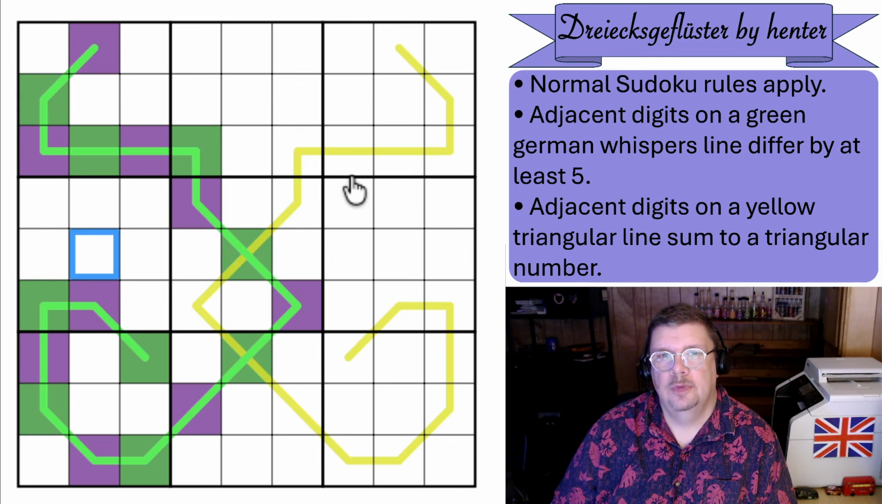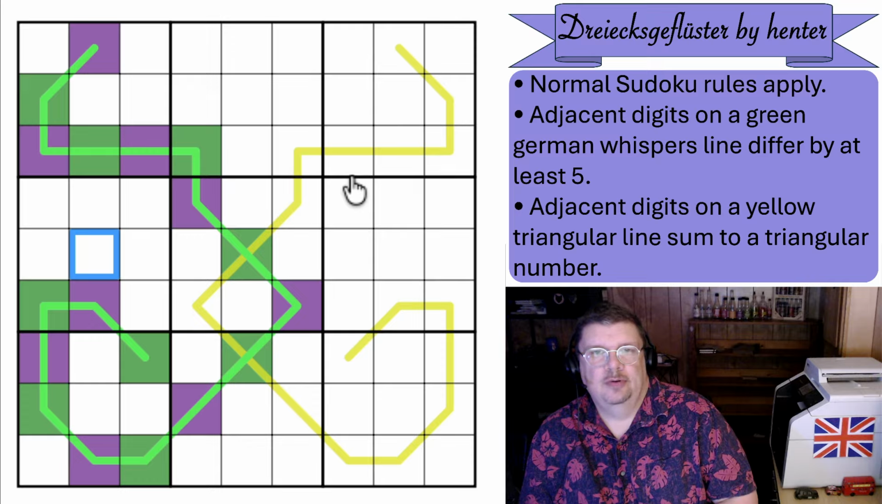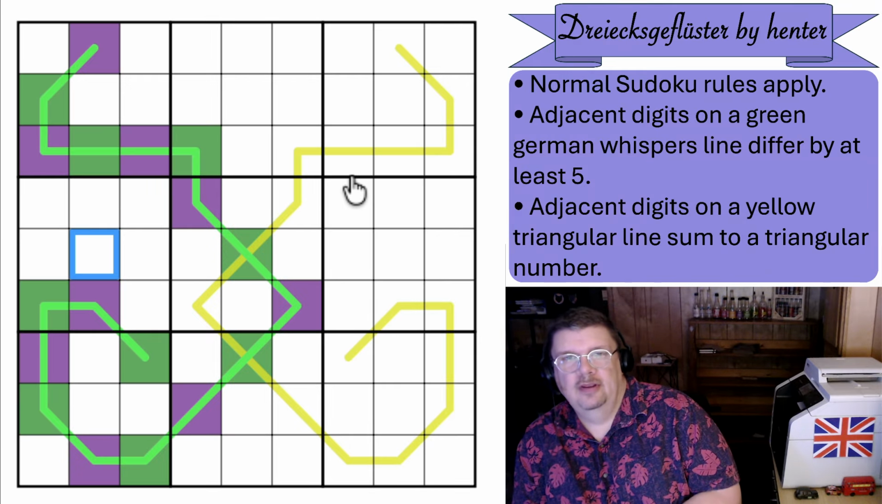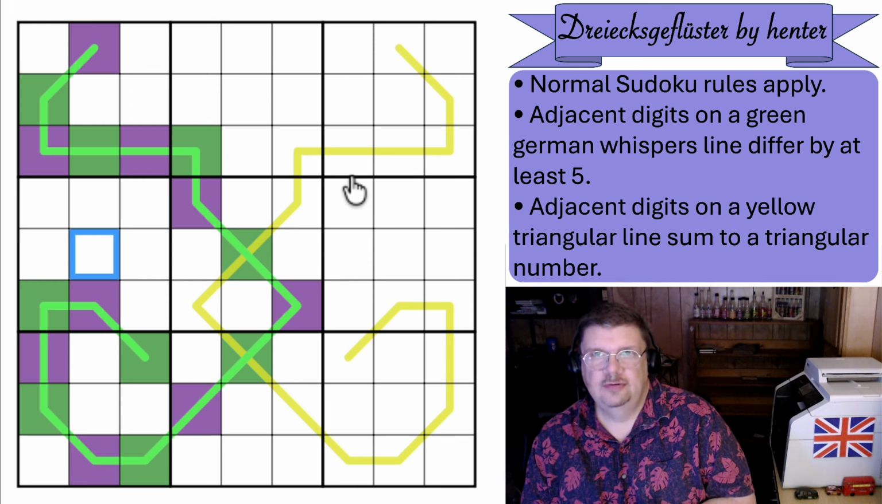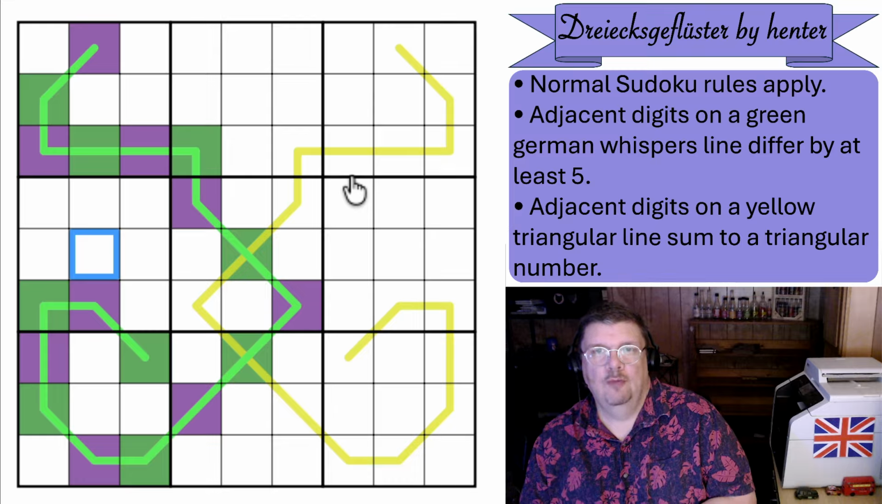Alright. So what are our secrets of triangular lines? Okay, so first of all, what are triangular numbers? Triangular numbers are the numbers you get when you add the integers starting at 1. So we have 1 on its own, that's a triangular number. 1 plus 2 would be a triangular number, so that's 3. 1 plus 2 plus 3 would be 6.